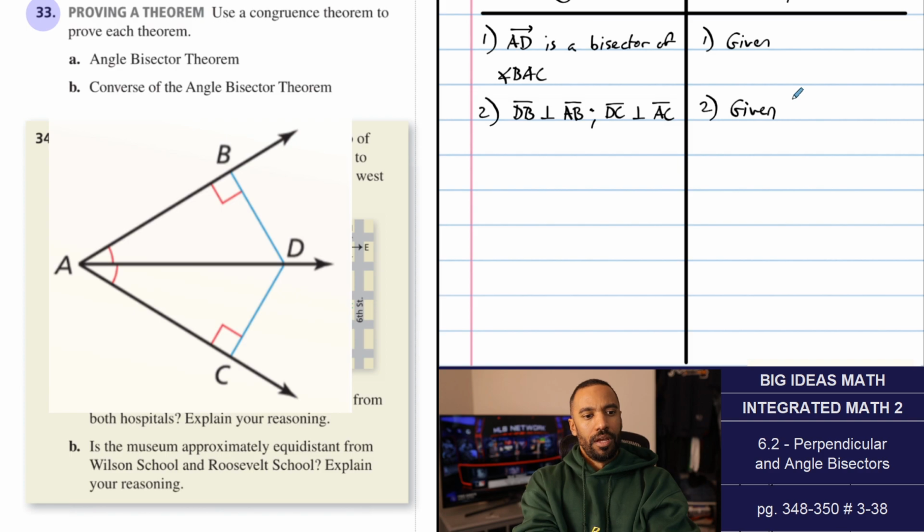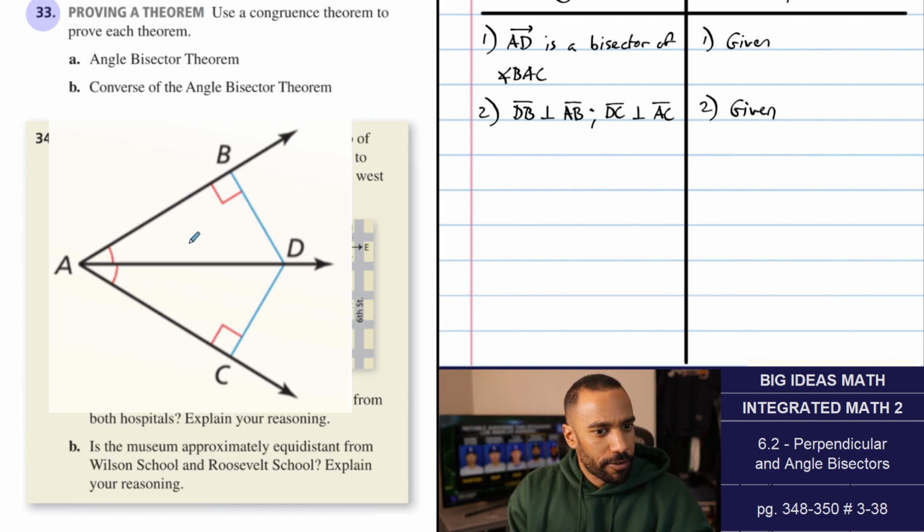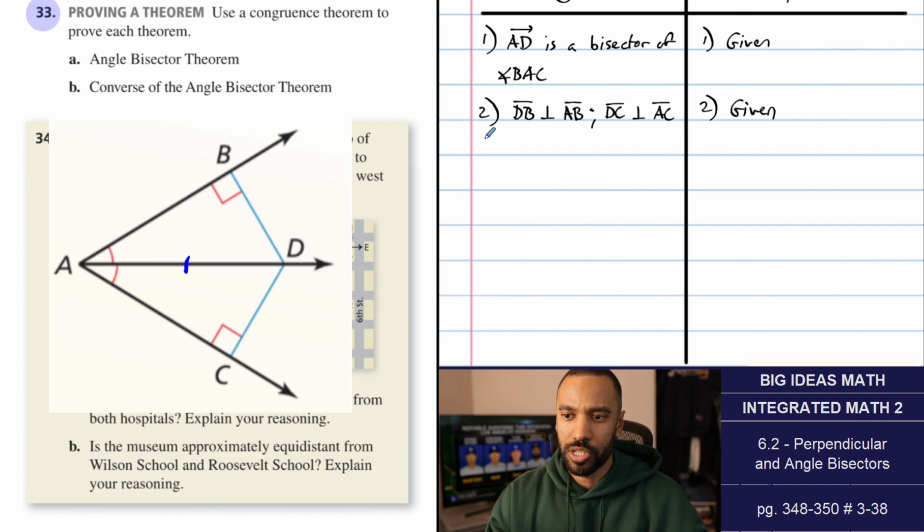Okay. So we have those, and they're already marked. Now, I'm going to also refer to this, it will be shorter. Right here, boom, a segment congruent to itself, a shared side in both of these. So step 3, segment AD is congruent to itself by the reflexive property. It's the reflexive property of congruence, but I'll just say reflexive property.